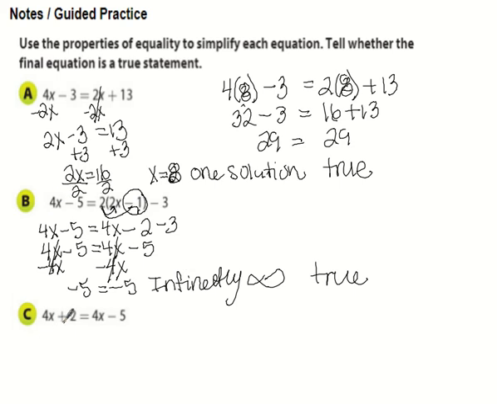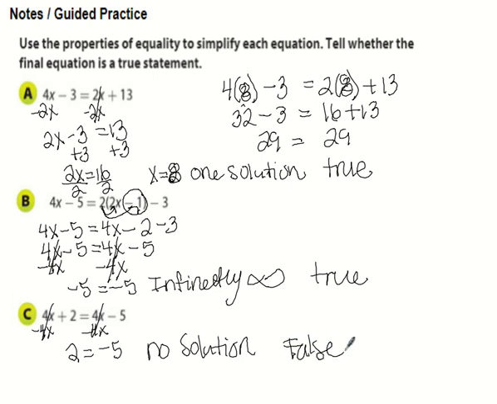All right, last one. So this is a nice and easy one. We just need to move this 4x from both sides. We're going to subtract it because it's a positive, so that's the inverse. 2 equals negative 5. This is a no solution. 2 will never equal negative 5, and this would be a false statement. It's not a true statement because 2 will never equal negative 5.